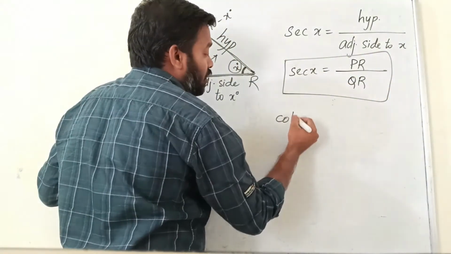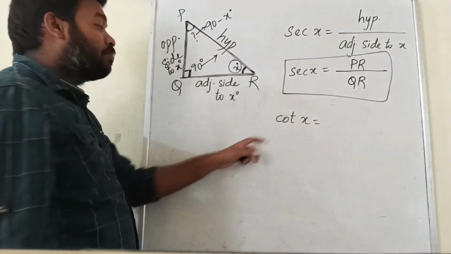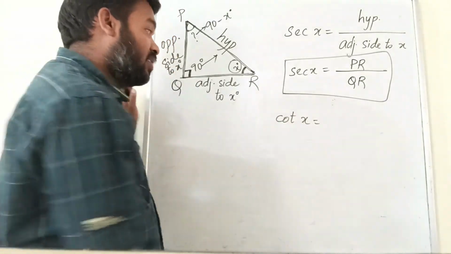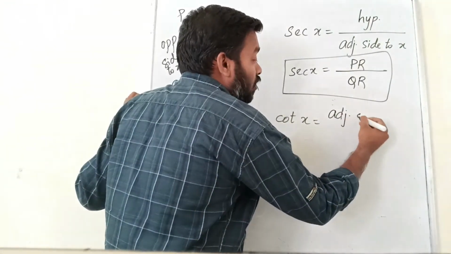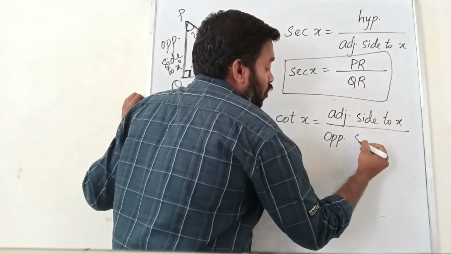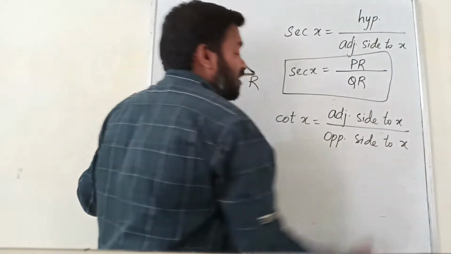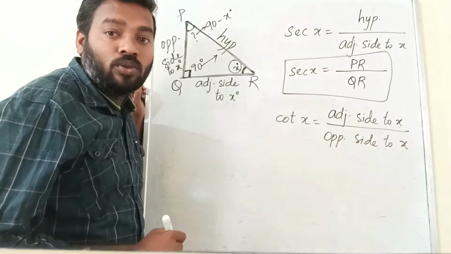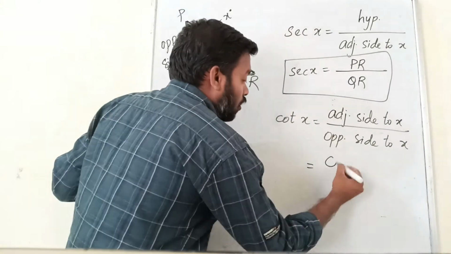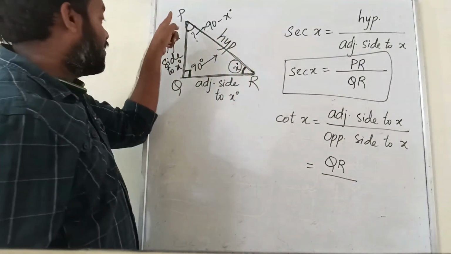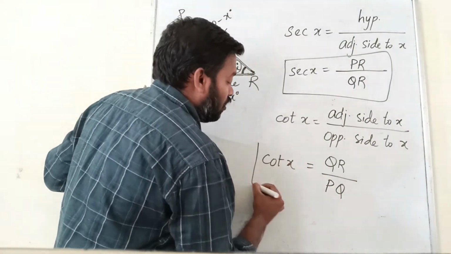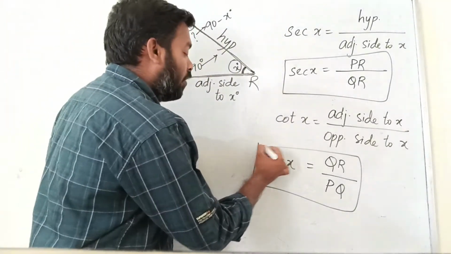Next is cot x. What is cot x? Cot x is reciprocal of tan x, and the formula for cot x is adjacent side to x by opposite side to x. What is adjacent side to x? That is QR. By opposite side to x is PQ. Substitute that, we will get cot x is equals to QR by PQ.